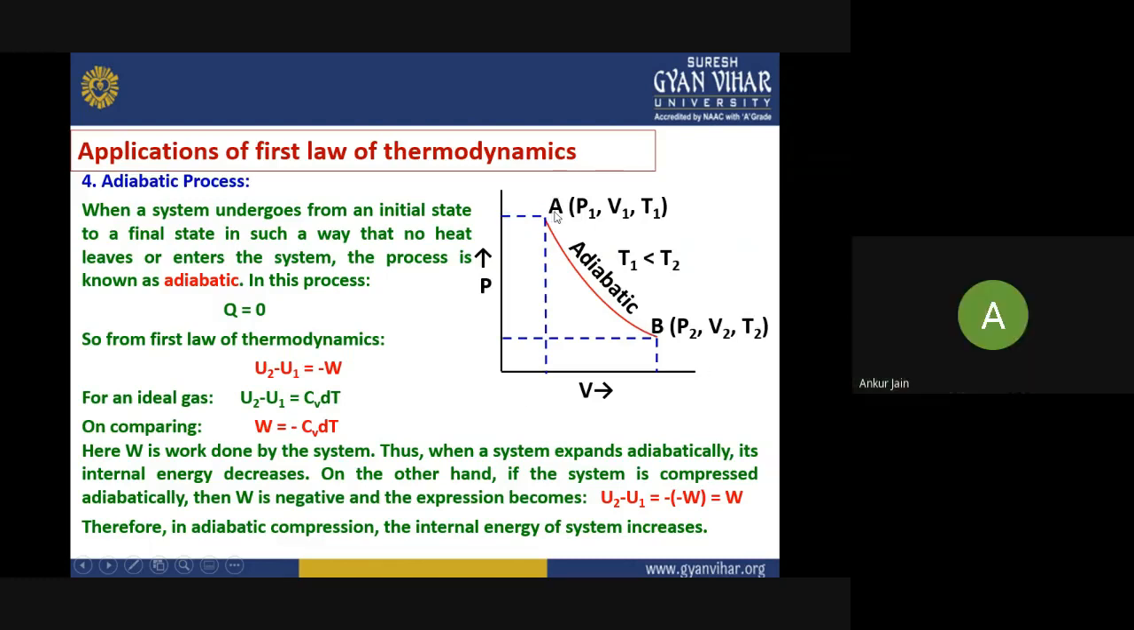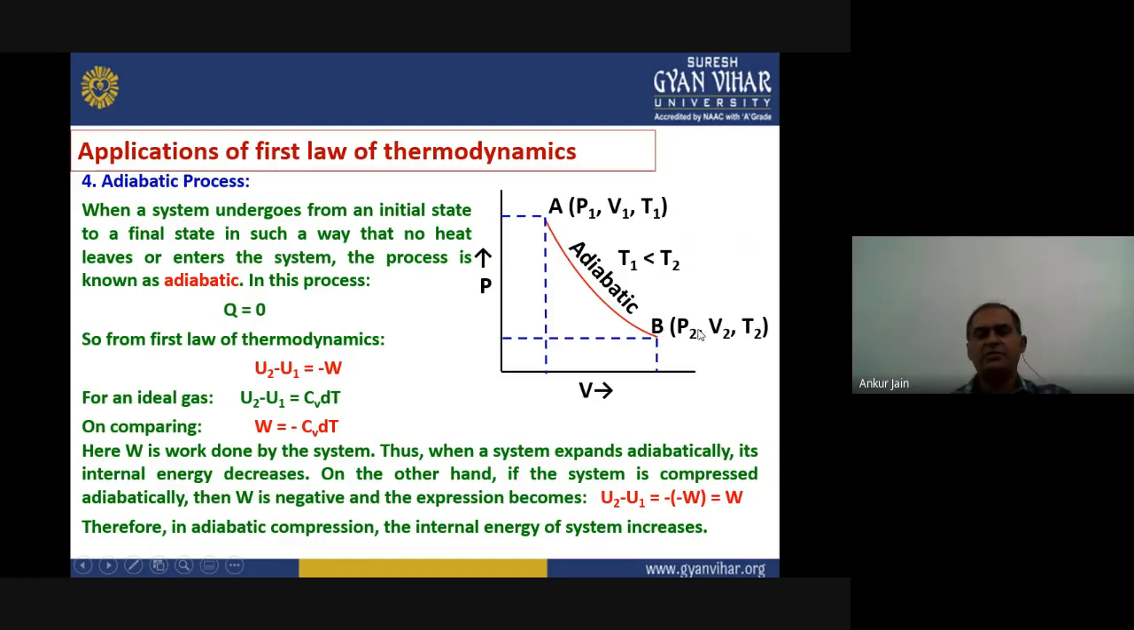Here the coordinates for state A are given by P1, V1, T1, and the corresponding internal energy will be given by U1. Here, when the volume is increased, the pressure is continuously decreased, and the coordinates of state B are given by P2, V2, T2, and the corresponding internal energy of that system at this state will be given by U2. Here it is important that T1 should be less than T2, right?